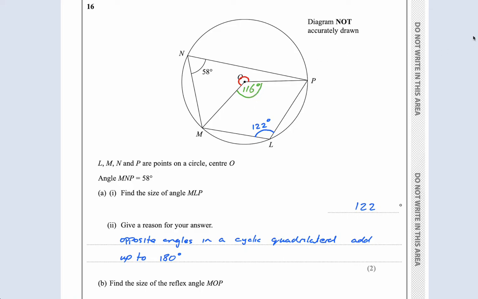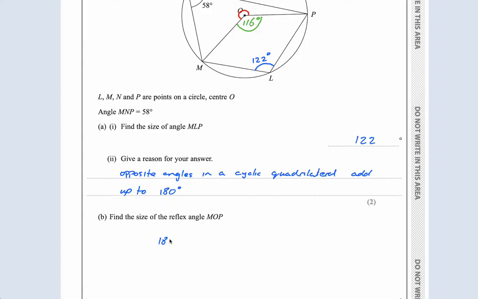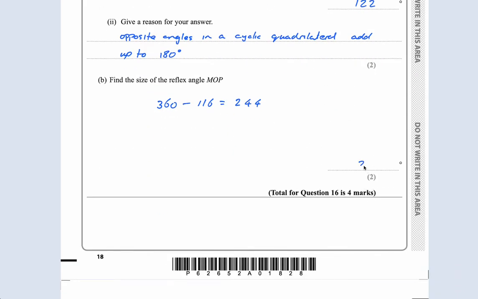So that's 116. To find the reflex angle, I need to do 360, which is the full circle. This whole thing is 360. So if I do 360 minus 116, I will get the reflex angle, and that is 244. So this is 244 degrees.